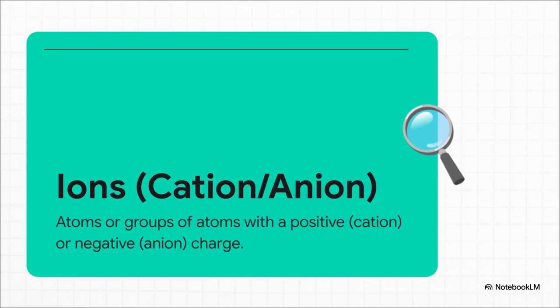All right, what about ions? Well, atoms are normally electrically neutral, but what happens if this balance is disturbed? If an atom loses one or more electrons, it becomes a positively charged ion, called a cation. For example, sodium becomes Na+. On the other hand, if an atom gains an electron, it becomes negatively charged, and we call that an anion. A good example is chlorine, which becomes Cl-.